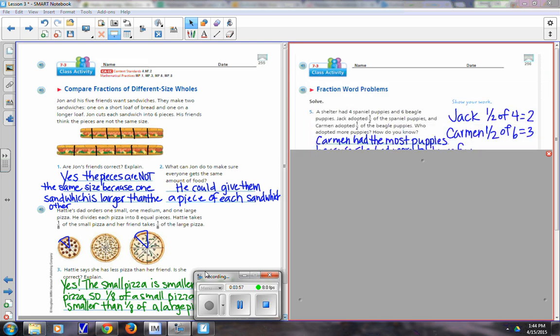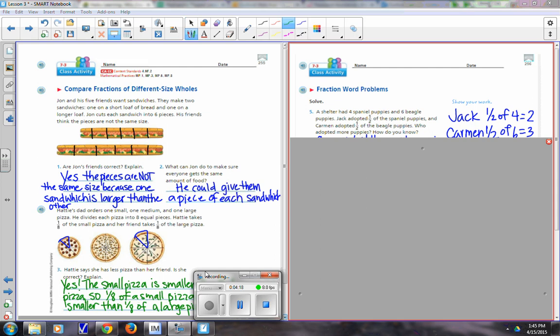A shelter had 4 spaniel puppies and 6 beagle puppies. Jack adopted half of the spaniel puppies. I wrote over here, half of 4. We all know that. What is it? 2. Good job. And Carmen adopted half of the beagle puppies. Well, we know the whole for beagle puppies is 6. So I wrote Carmen had half of 6, and we know half of 6 is 3.